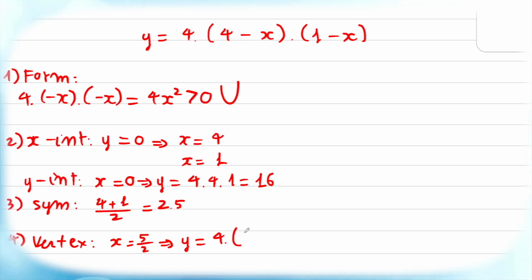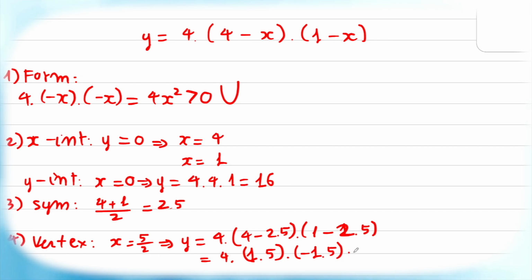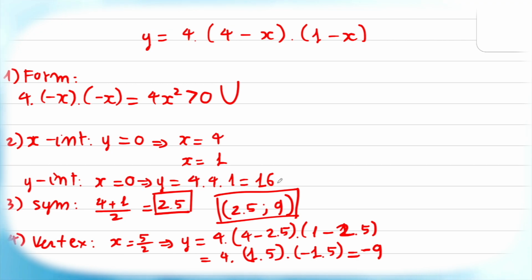Here 4 minus 2.5, and 1 minus 2.5. Here is minus 1.5, and the next one is minus 1.5. Minus 9 now. Okay, so 2.5 and minus 9 here. You have this one, the point of the symmetrical line.